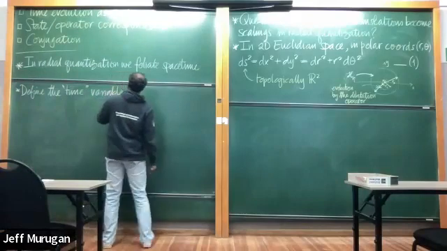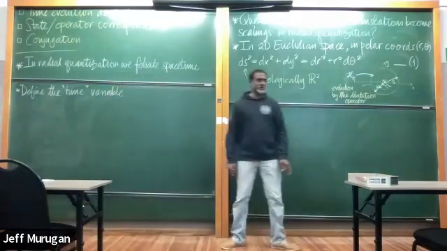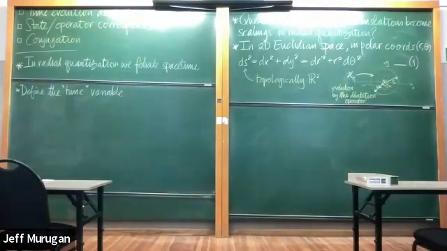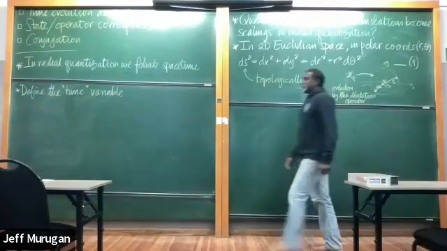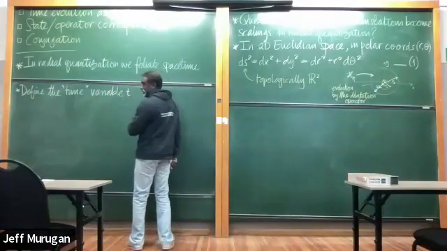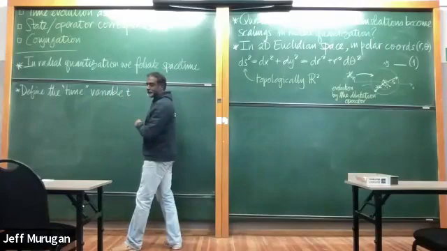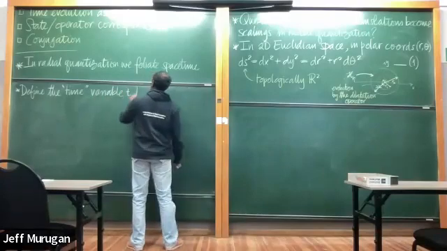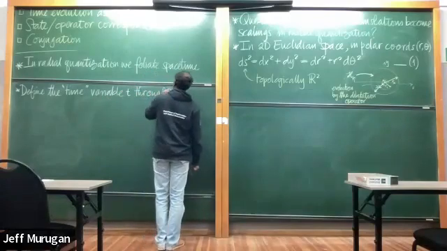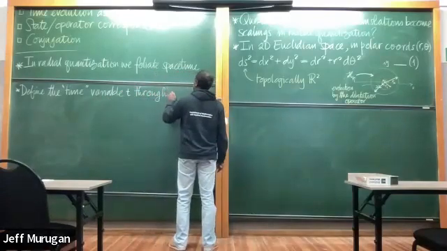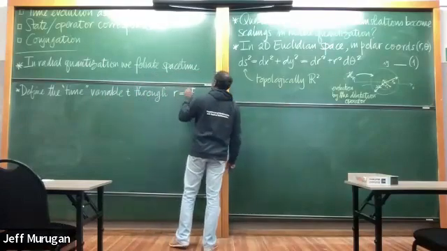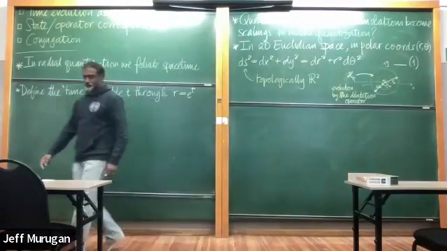And I'm using inverted commas here. It's not really a time variable because we're in Euclidean space, right? So now I'm going to define this time variable t, related to the radius by r equals e to the t. So t is log of r.